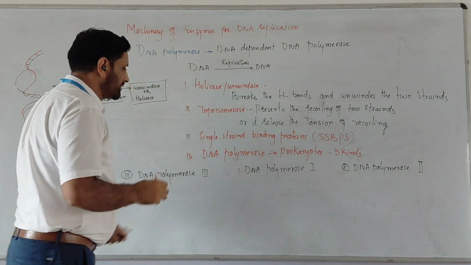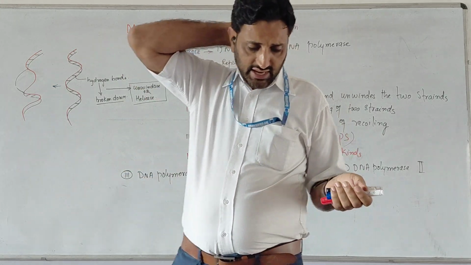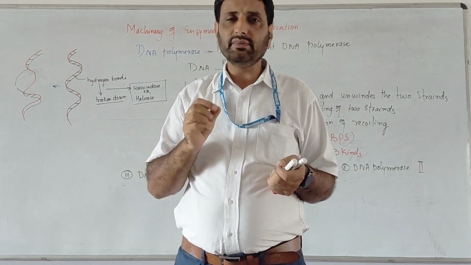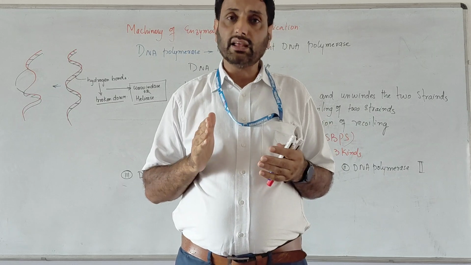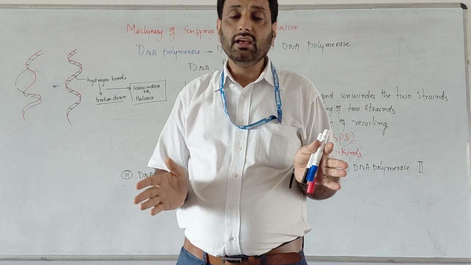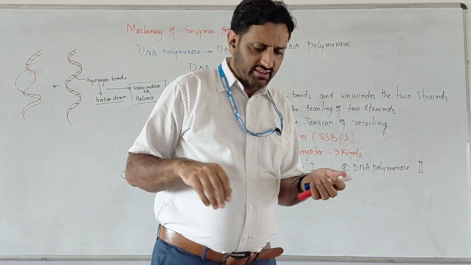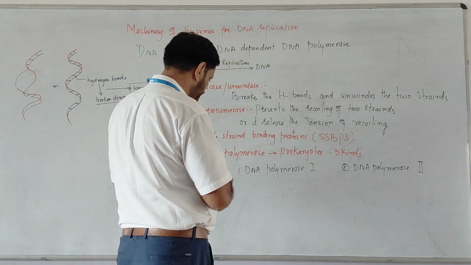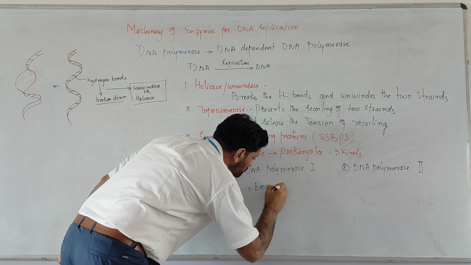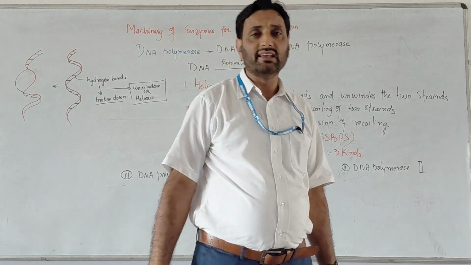DNA polymerase 1, DNA polymerase 2, DNA polymerase 3 have what we call exonuclease function. Exonuclease means they can cut the DNA, but from the ends. Endonuclease means they can cut within the DNA, but these have the exonuclease function. Exo means end, nuclease means to cut, so they cut the DNA from the end. You will see in the biotechnology portion what exonuclease and endonuclease are.